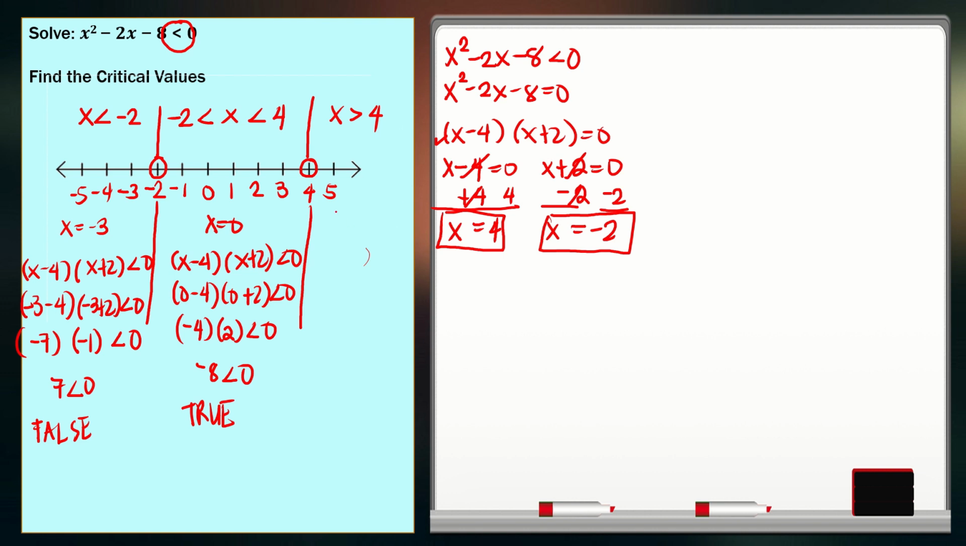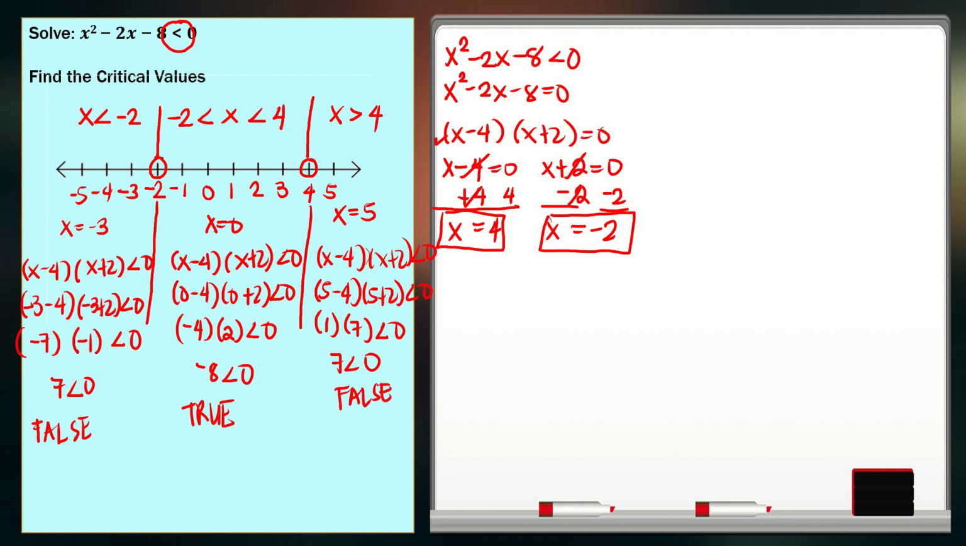Then we have x equal to 5. We're going to use 5 as our test point. We have x minus 4 multiplied by x plus 2 is less than 0. So 5 minus 4 multiplied by 5 plus 2 is less than 0. 5 minus 4 is 1. 5 plus 2 is 7. 1 times 7 is 7, is less than 0, and that is false.